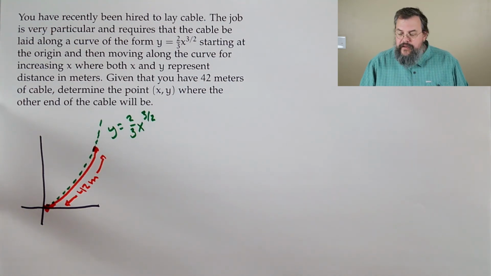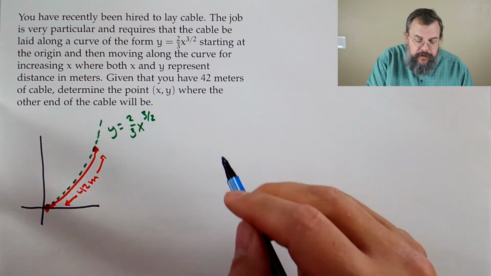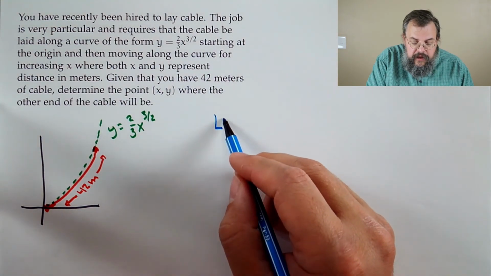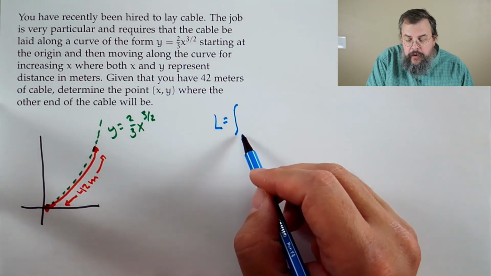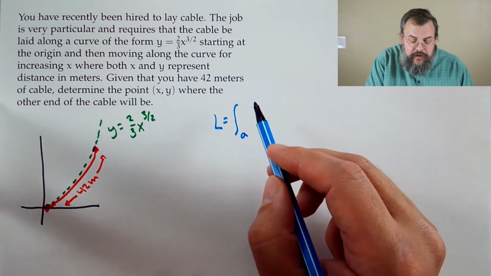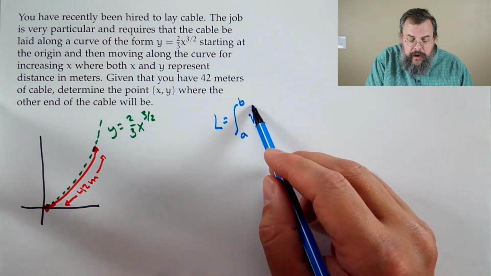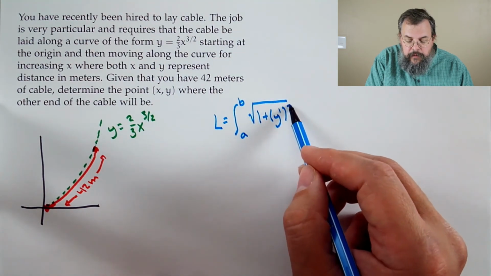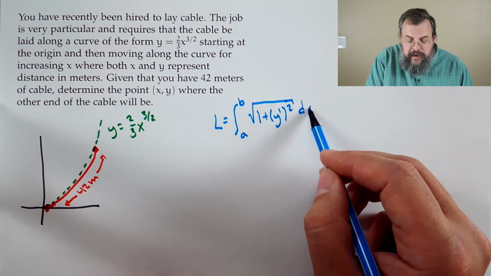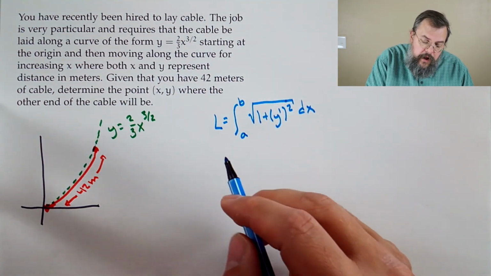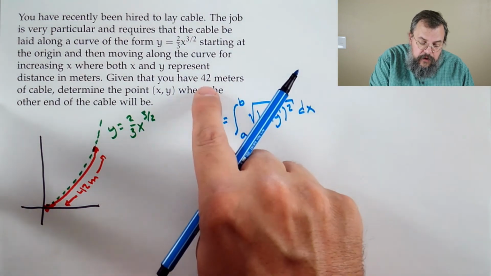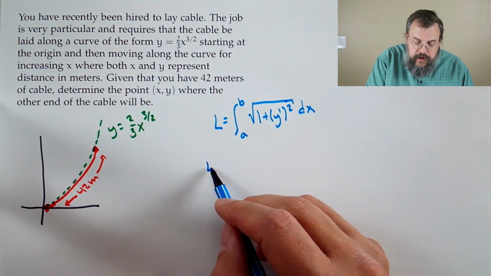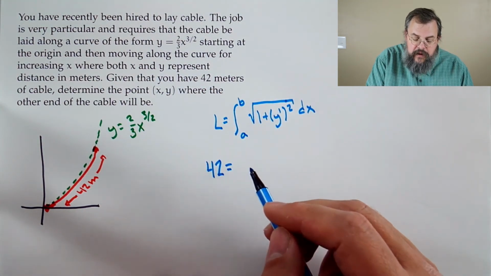So let's start thinking about what we have. We know a couple of things. We know our basic length formula. So length is adding up, or if you like, integrating from the start to the stop, the square root of 1 plus, I'll say the derivative, y prime squared dx. Well, I know what the length is. It's 42. So that tells us 42 is the integral.